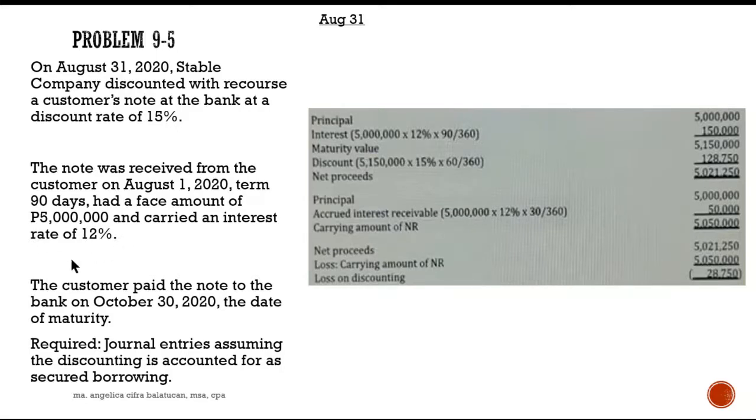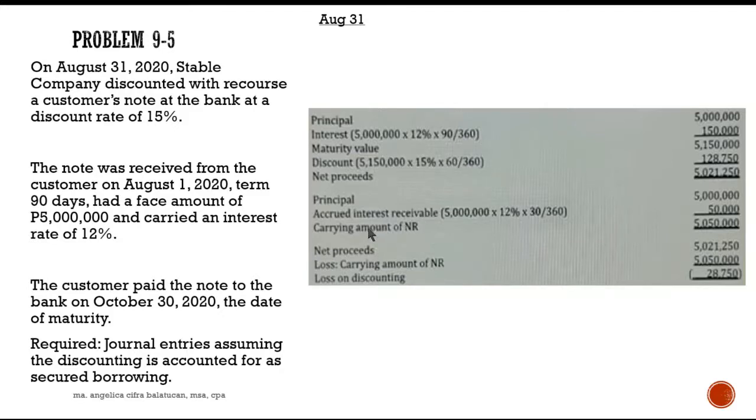So 5 million times 12% times 90 over 360 because 90 days would be the entire duration of the note. So the total interest for 90 days is 150,000. So the maturity value is 5,150,000 and this will be used as the base for our discount. So times 15% discount rate times 60 over 360. So nganong 60 man na siya ma'am? Kay August 1 man ang note unya gipa-discount man siya August 31 so nilabay ang 30 days. So 90 minus 30 days is 60 days.